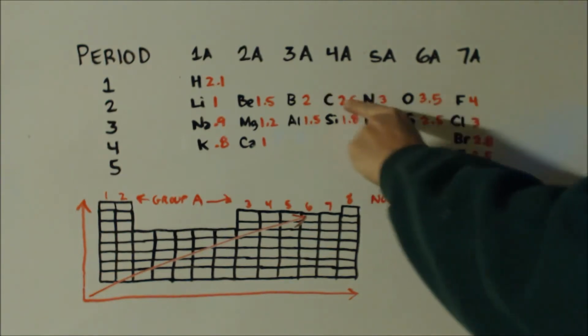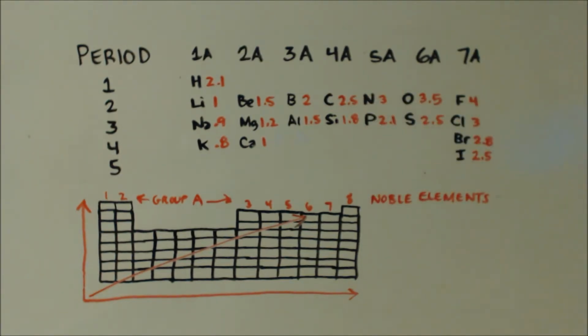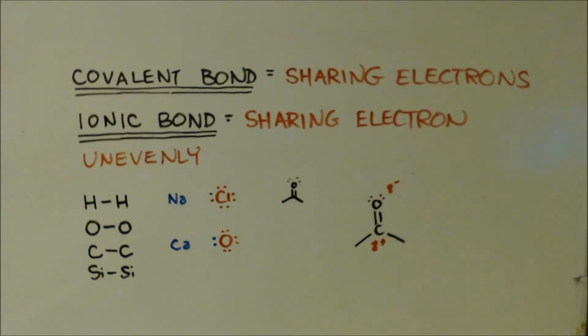Like if you have 2 carbons, right? What's the difference between 2.5 and 2.5? It's 0. That's definitely lower than 2. So that's a covalent bond. All right, so what is a covalent bond? A covalent bond is just a bond between atoms where they're sharing the electrons evenly.